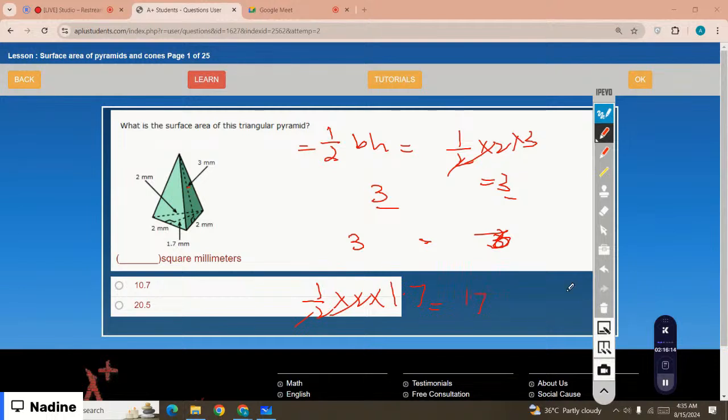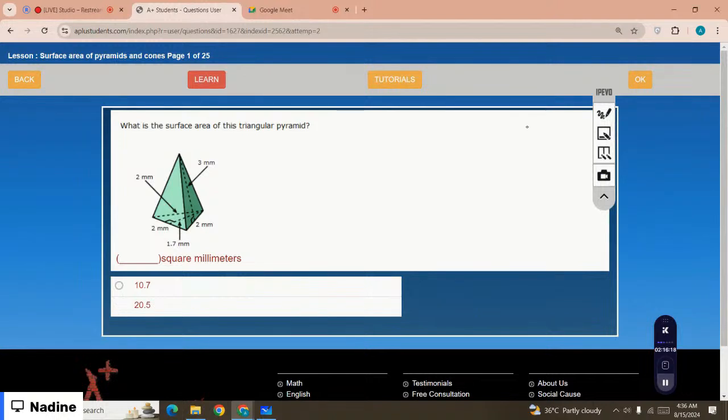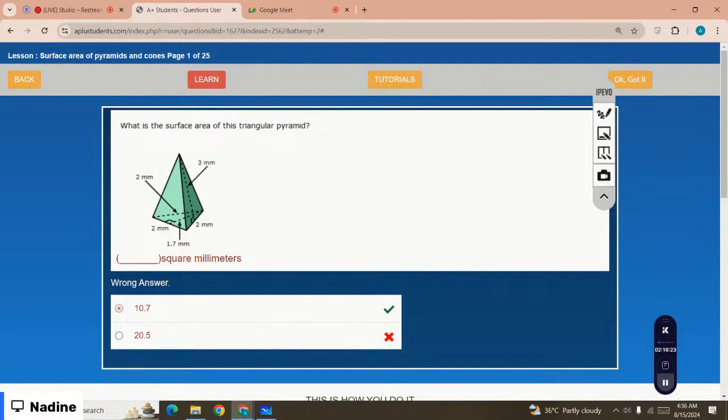That is 20.5. You just have to add all these areas. So the correct option is 20.5. Option number 2 is the correct option.